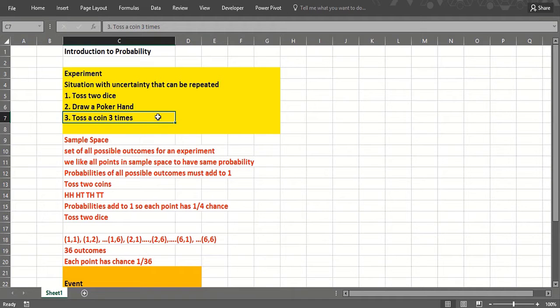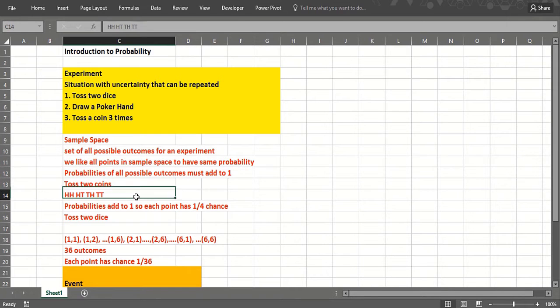Now, what's a sample space? It's the set of all possible outcomes for an experiment. And we like, if we can, to have all points in the sample space have the same probability, because that makes it easier to solve problems where we're trying to find probabilities. So the probabilities of all possible outcomes must add to 1 because something has to happen.